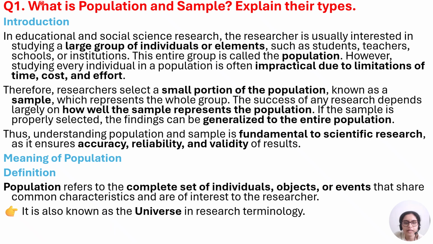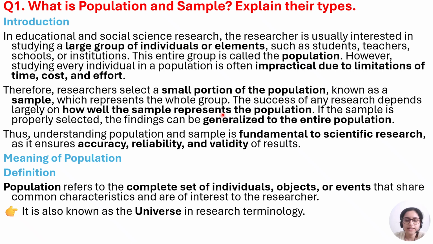In educational and social science research, the researcher is usually interested in studying a large group of individuals or elements like students, teachers, schools or institutions. All these are large groups. So this entire group is called population. However, studying every individual in a population is impractical due to limitations of time, cost and effort. Therefore, the researcher will select a small portion of the population known as the sample, which represents the whole group.